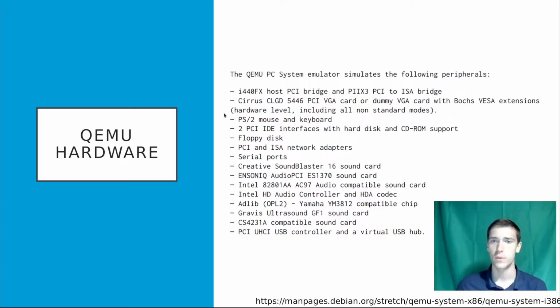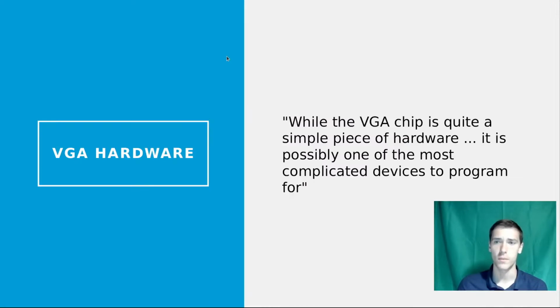But of course the big one on here is the Cirrus CLGD PCI VGA card or dummy VGA card with botched VESA extensions, whatever. I tried to look this card up, and it is old enough that there's a museum type page of it, but nowhere to really buy it on Amazon or something like that if you wanted to actually purchase that chipset in a physical device. So I think it's either emulated or included right on the motherboard, who knows.